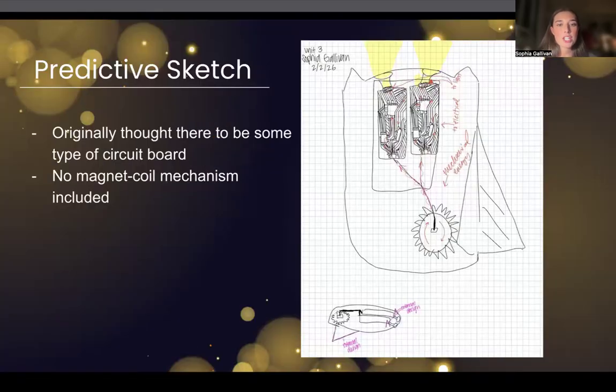For our predictive sketch, I made this sketch when we were first asked to predict what we thought the inside of the pig crank flashlight would look like. I predicted correctly that there would be gears inside, but did not know how the energy would be transferred to the lights, which I then learned was through the use of a magnet coil mechanism. I also thought there would be circuit boards powering the light, which I was incorrect about.